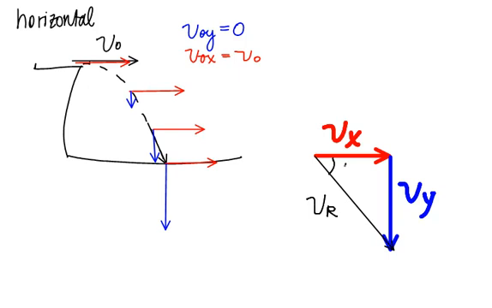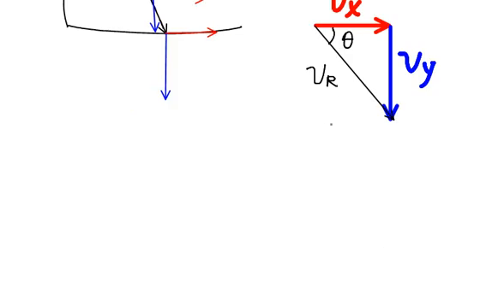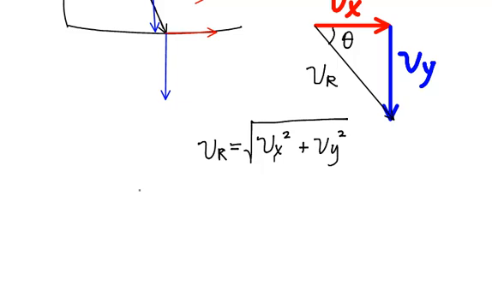All right. And then we've got an angle because it's not going to hit the ground going straight down or straight over. It's going to hit the ground going down and over. So if I have basically the base and the height of this triangle, how do I find the resultant? Oh, Pythagorean theorem. So VR would be equal to the square root of the x component squared plus the y component squared. Sure. So that would be your resultant speed.